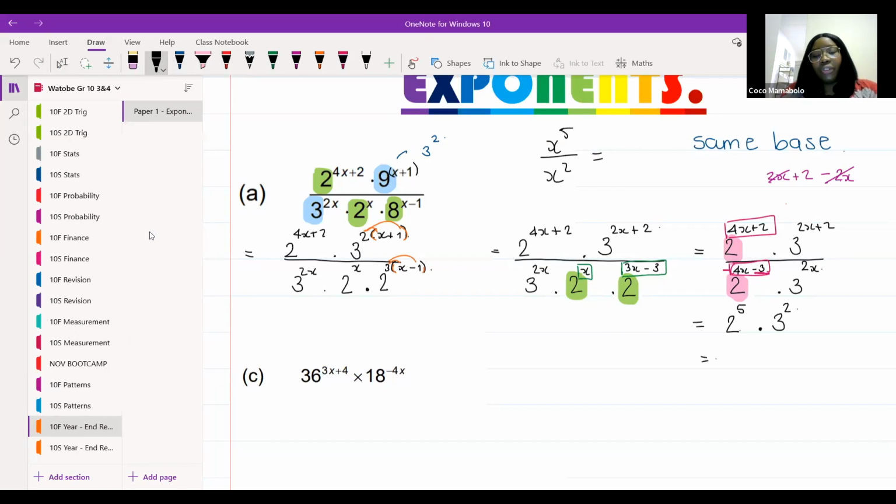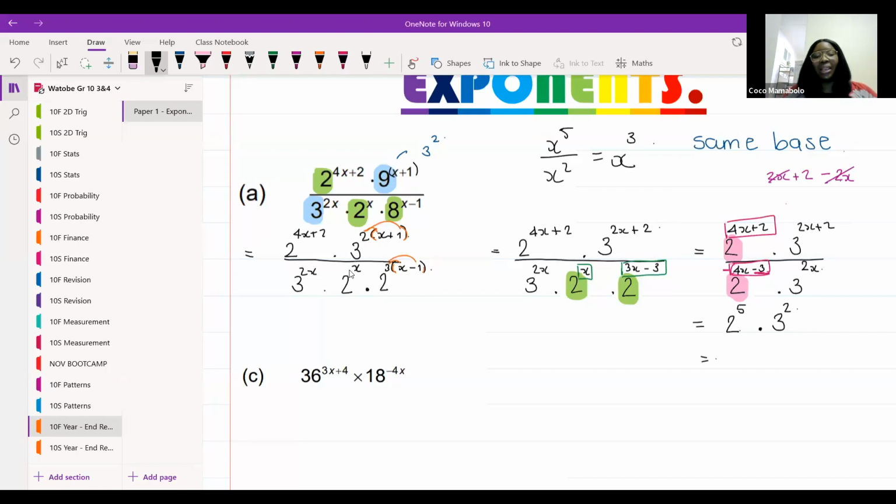Okay, so if we have x to the power of 5 divided by x to the power of 3, what's my answer? x to the power of 5 divided by x to the power of 2 is going to give us... For those of you who are following with me, please just answer this question for me. Good, Oratilwe. We're going to get x to the power of 3.